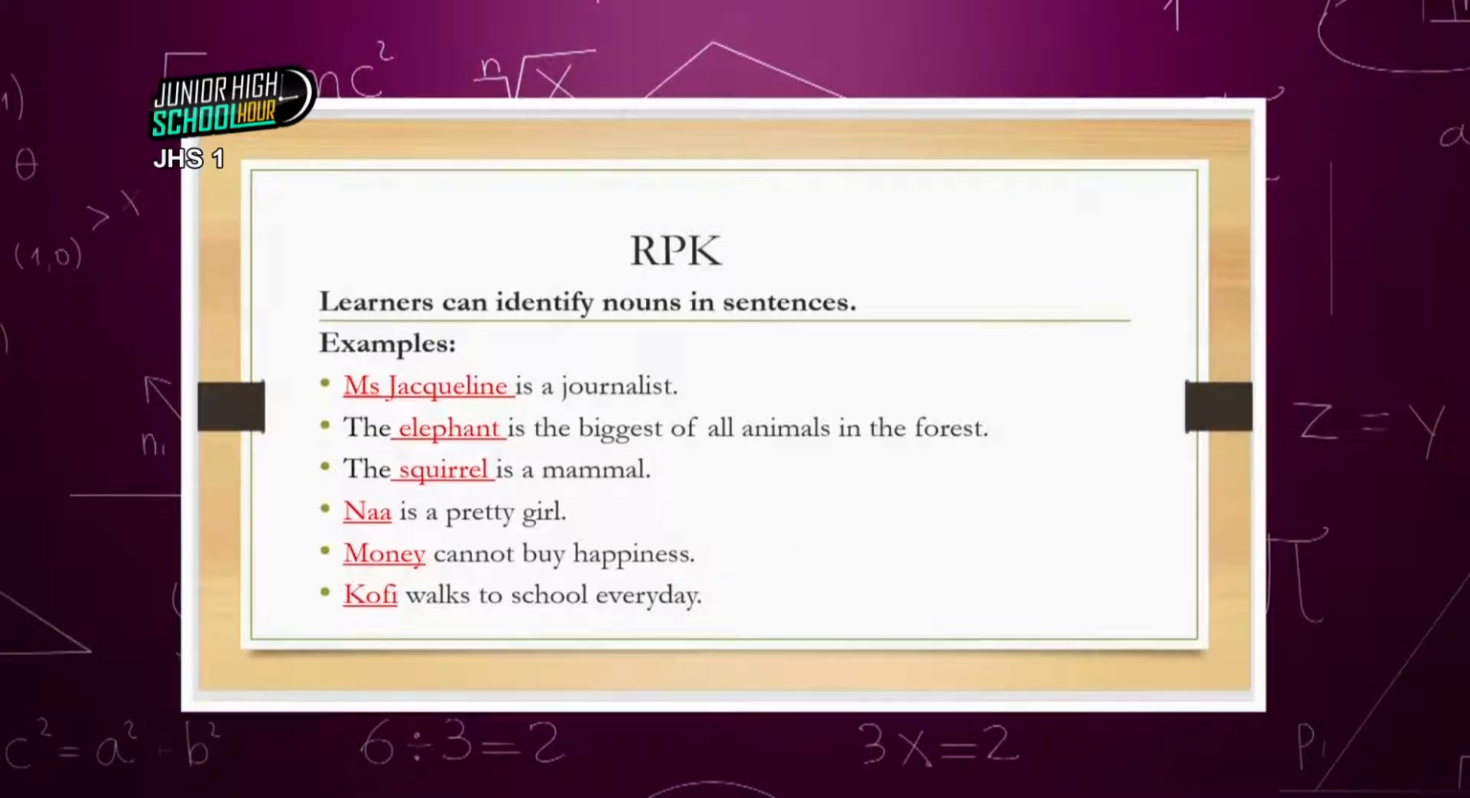Number two, the elephant is the biggest of all animals in the forest. Elephant is underlined, being the noun here. The squirrel is a mammal. We have squirrel underlined. Na is a pretty girl. Who is called Na out there? You are a pretty girl. We have Na underlined. Money cannot buy happiness. And we have money underlined. And the last one we have, Kofi walks to school every day. We have Kofi underlined.